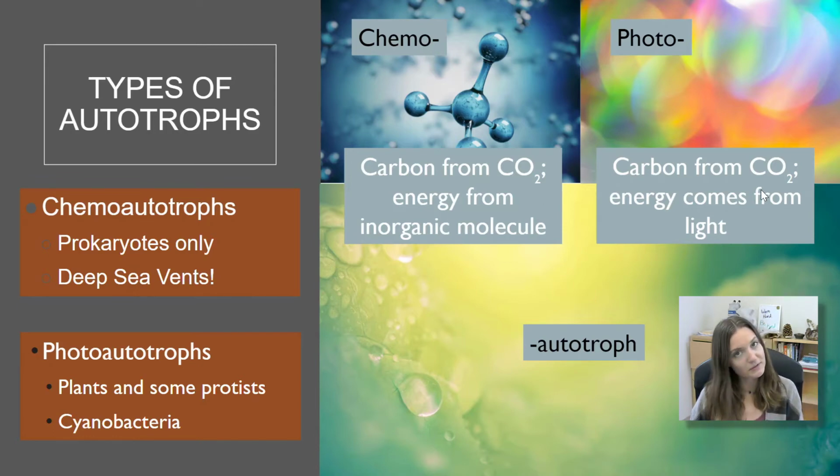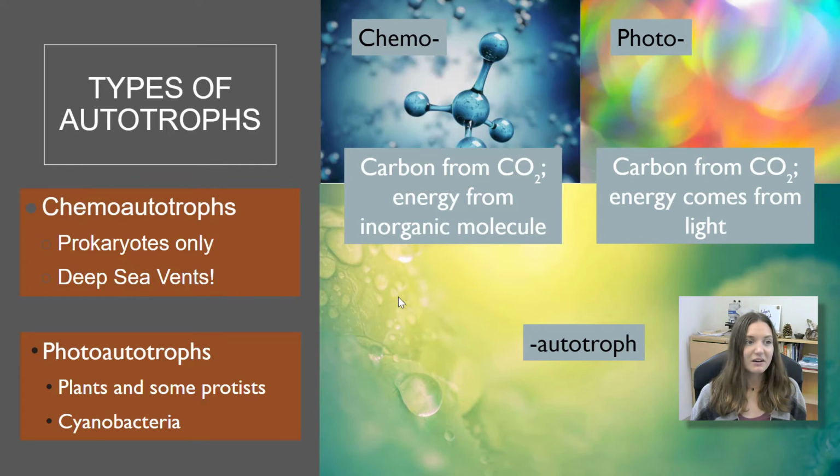So photoautotrophs use sunlight, while chemoautotrophs use chemical energy from the environment, hydrogen sulfide and ammonia being the most common, but they're getting their carbon from an inorganic source, from carbon dioxide, not by eating other organisms.